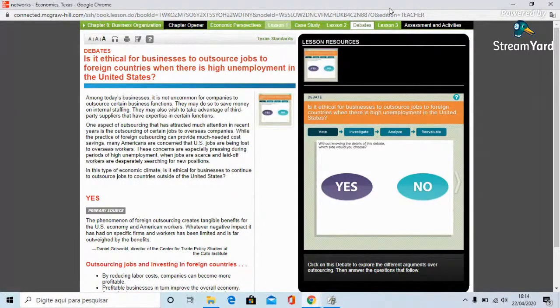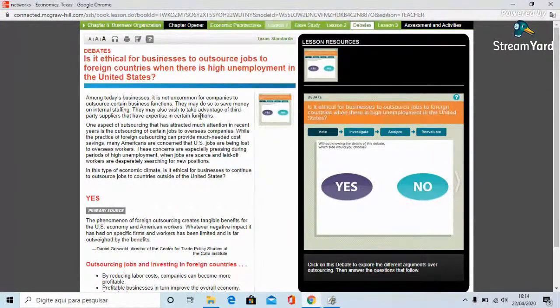What is outsourcing? For example, when Apple has a business in China to produce the chip of the cell phone, this is outsourcing, okay? When you outsource to another country. So is it ethical for the country to do that when there's a high unemployment in the USA? Is this ethical? This is for you to think about.